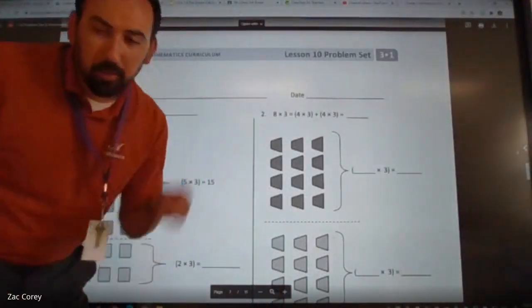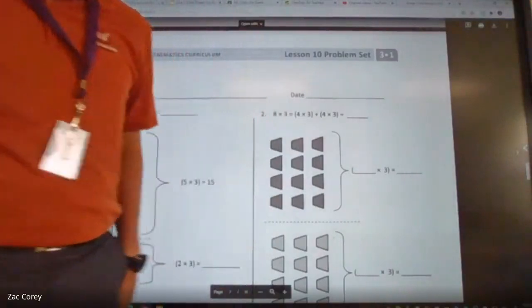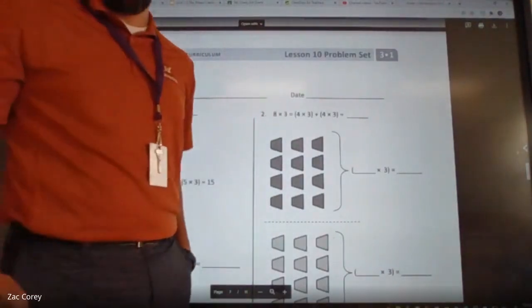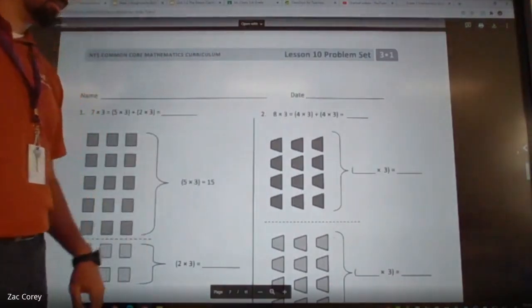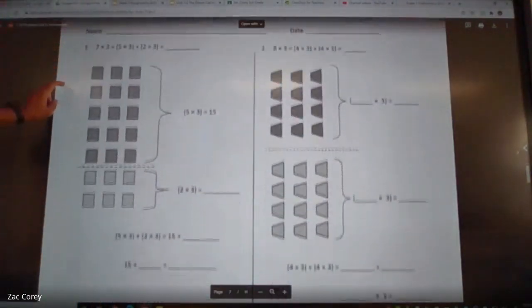All right, guys, today we are on lesson 10. Lesson 10 is on 1.c.43. 1.c.43 should look like this. Lesson 10, problem set up at the top. And then the question should look like this.